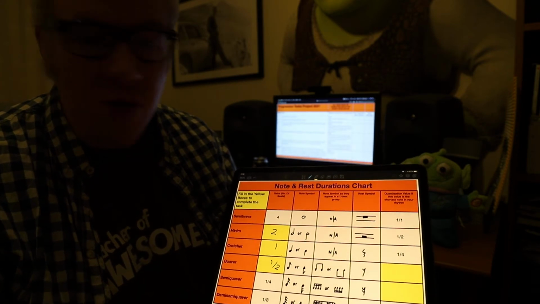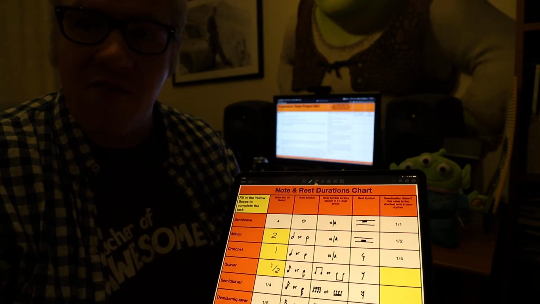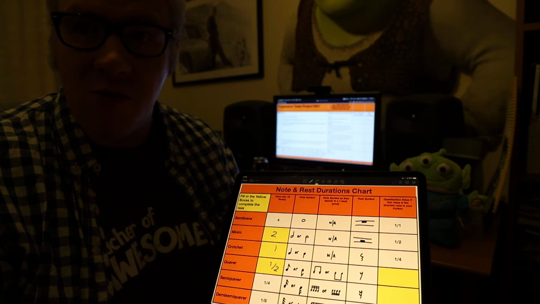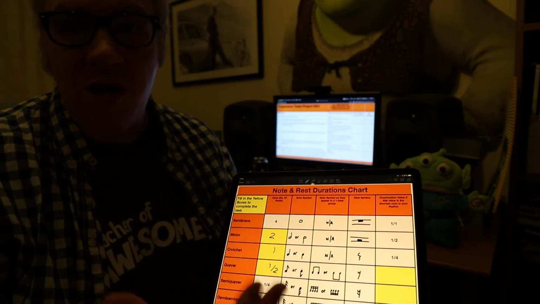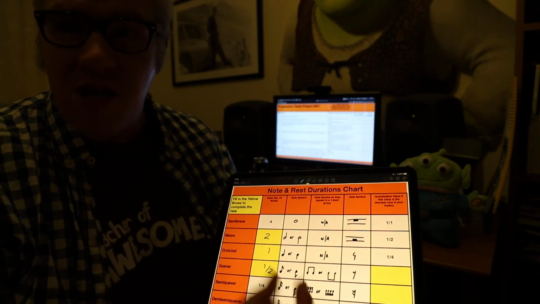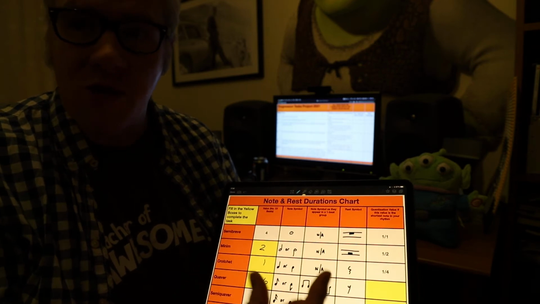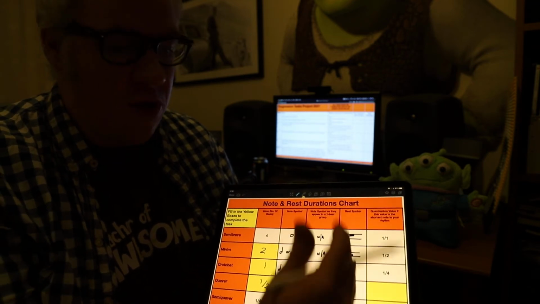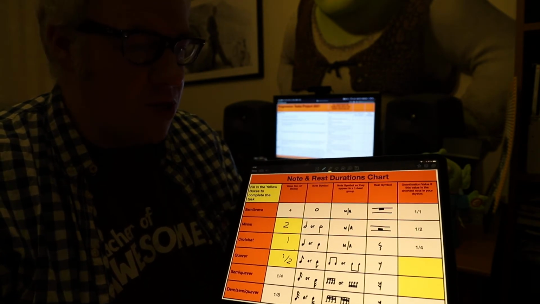Now rests in music, in the next column, are so important, because rests give us character in our rhythms and in our music. They're really clever, because even though they make no sound at all, they can help us set how long the silences are between the sounds. So it's important that you explore them and experiment using them.